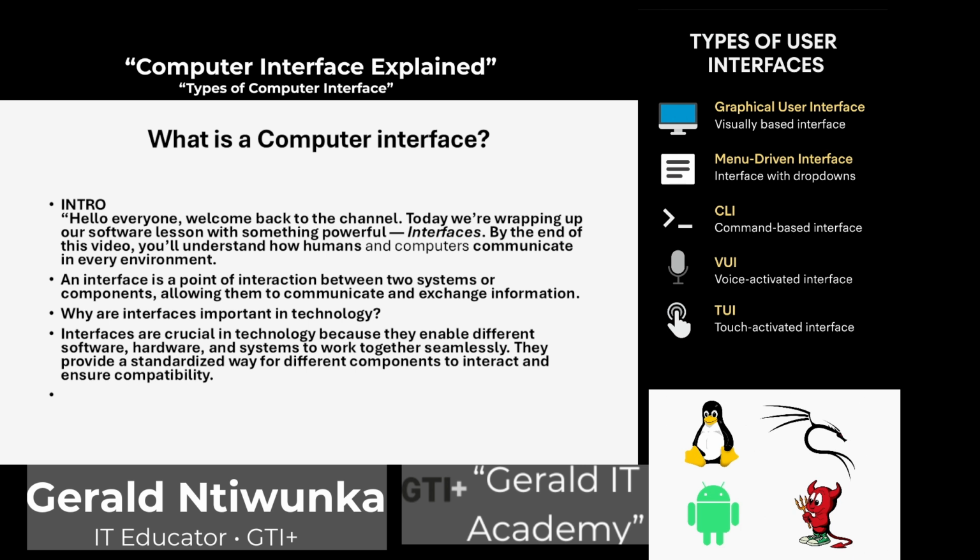Why are interfaces important in technology? Interfaces are crucial in technology because they enable different software, hardware, and systems to work together seamlessly. They provide a standardized way for different components to interact and ensure compatibility.